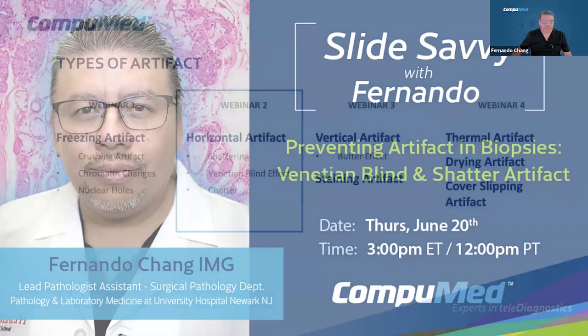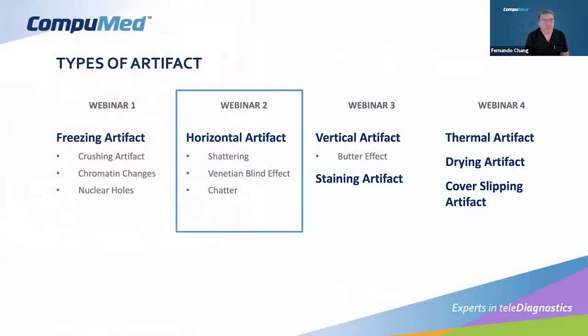For the folks that are just joining us today, or for the ones that are following this series, we had the freezing artifact, and we had the crushing artifact, chromatin changes, and nuclear holes in the first presentation. And today we're going to present to you horizontal artifact.